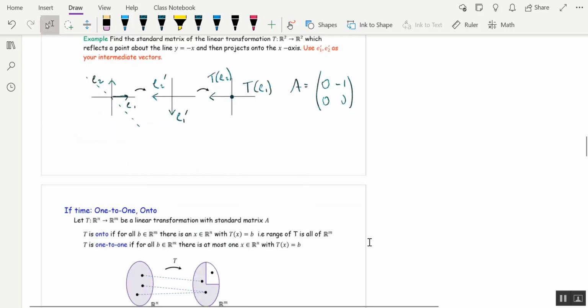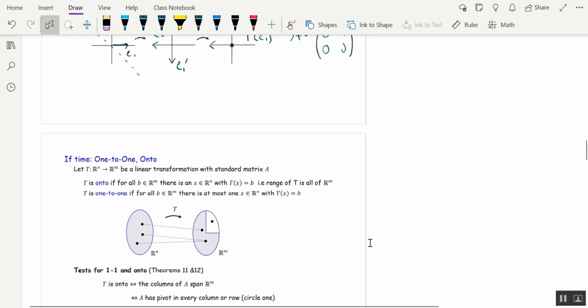Okay, let's end with a talk about one-to-one and onto. So if we have a linear transformation from Rn to Rm, it's onto if every vector in Rm gets hit by a vector in Rn. So this is the way you would say that. And it's onto if the range of T is all of Rm. So in my picture here, this is not onto because there's a vector here that's not getting hit by a vector in Rn, all right?